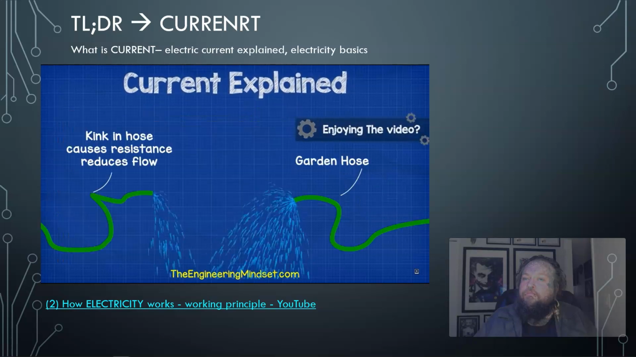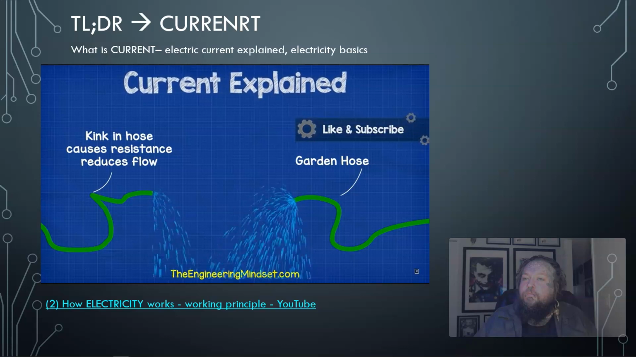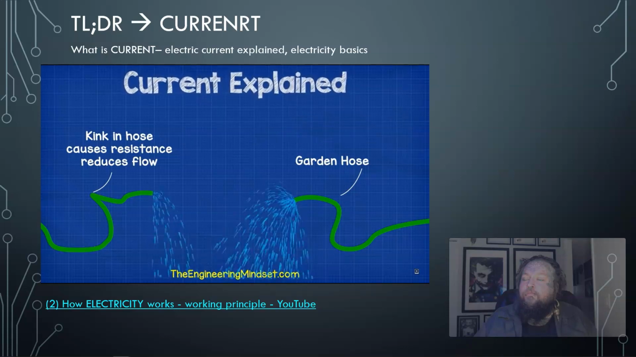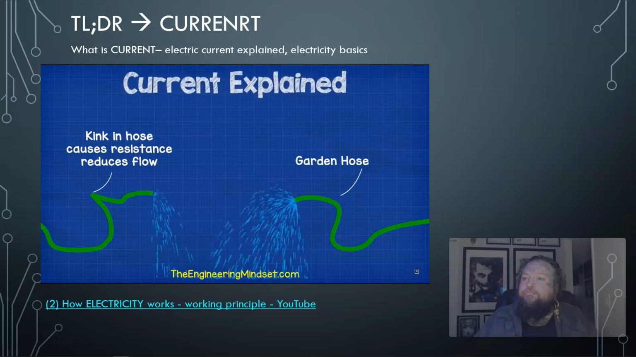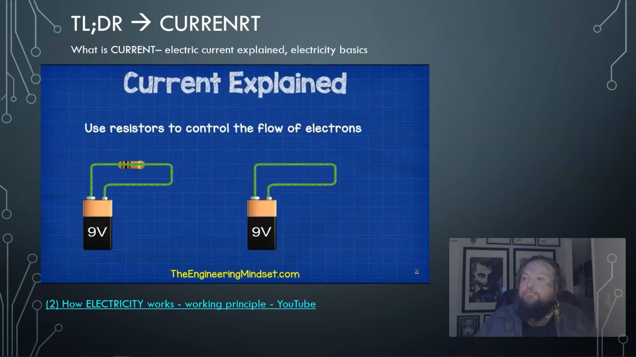Resistors are like putting a bend into a garden hose. The kink adds resistance to the flow of water, which reduces the amount of water that can flow out of the hose. Similarly, we can add resistors to the circuit and it slows down the electrons.